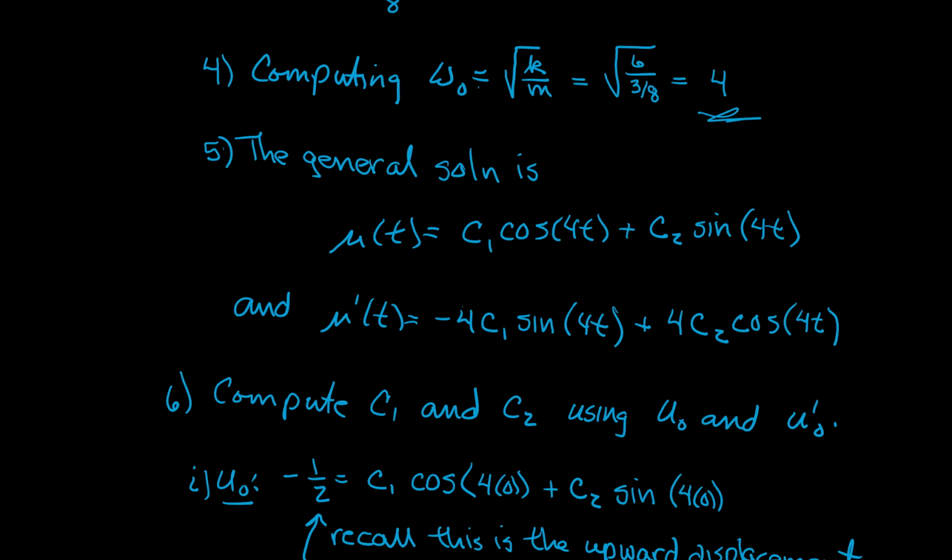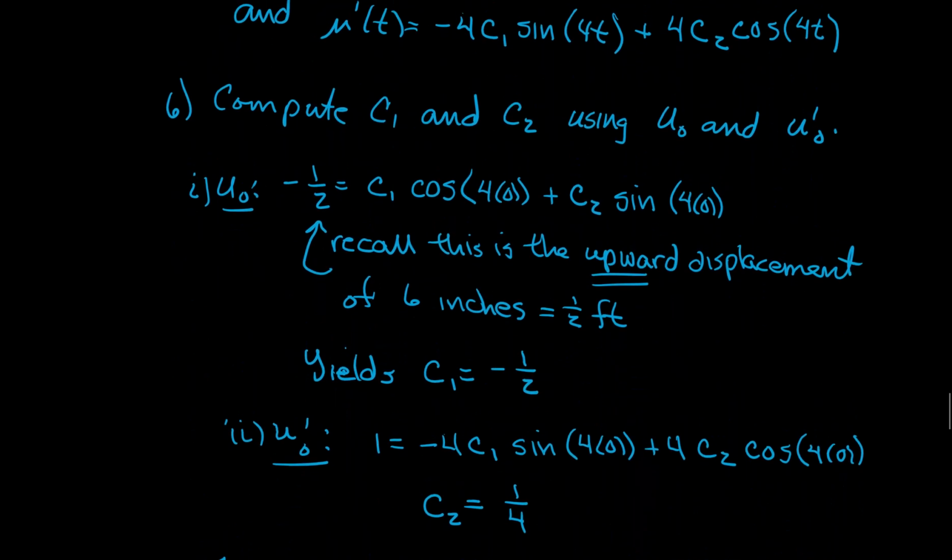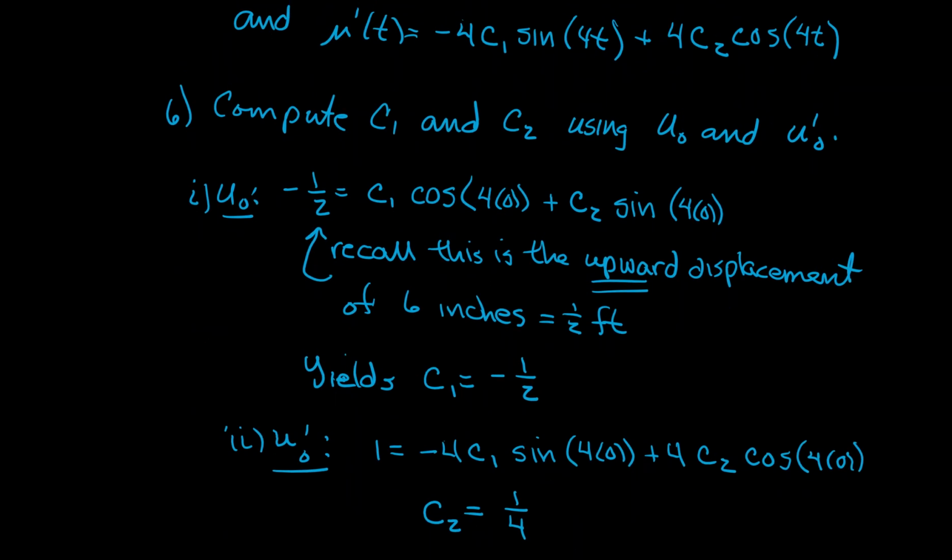We're going to have c1 cosine of 4t, the 4 being this omega, plus c2 sine of 4t. We can also take the derivative of this, which is going to give us negative 4c1 sine 4t plus 4c2 cosine 4t. Why do we want to take the derivative? Well, recall we're given two initial pieces of information. One of those being its position, the other being its velocity.